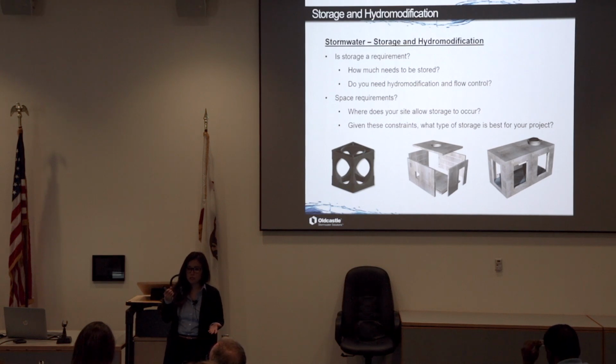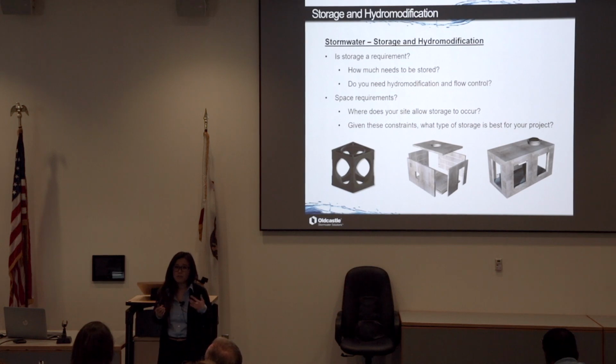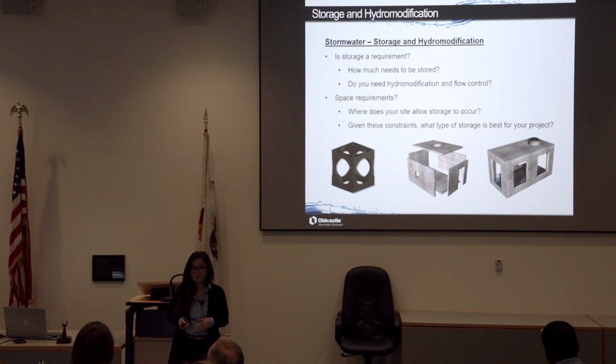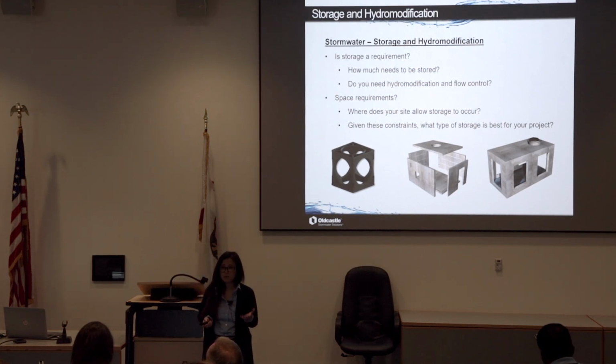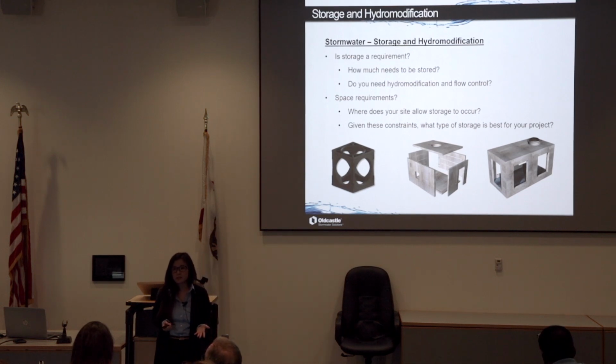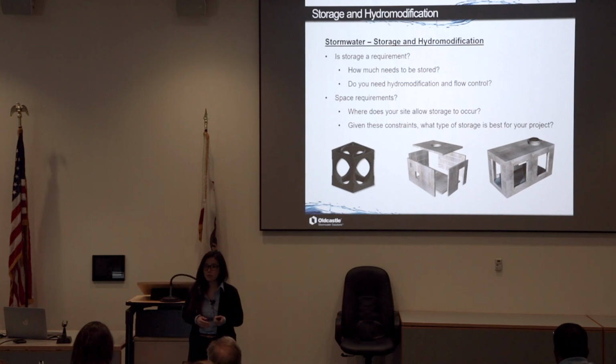What are the space requirements? How much allowable footprint do you have on your site? And what is the maximum depth that you can go beneath your grade? Given these types of constraints, which type of storage is best for your project? You have milk crate type systems, plastic systems, corrugated rail pipe, and precast concrete. There are several different solutions with many manufacturers that you can speak to, and depending on your site constraints, a different solution might make more sense.